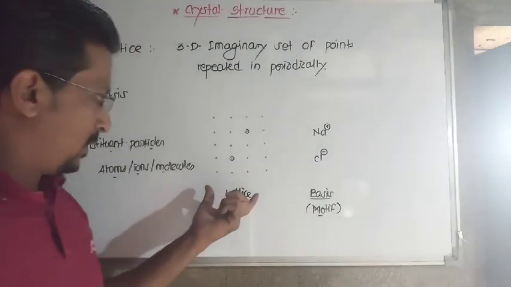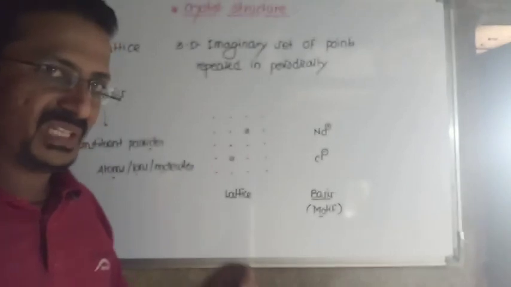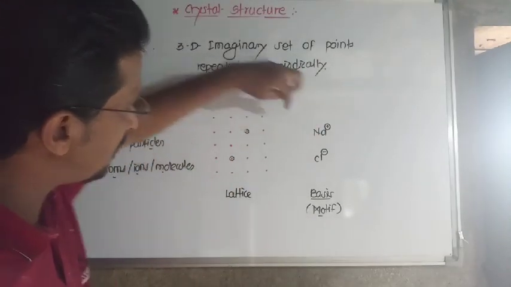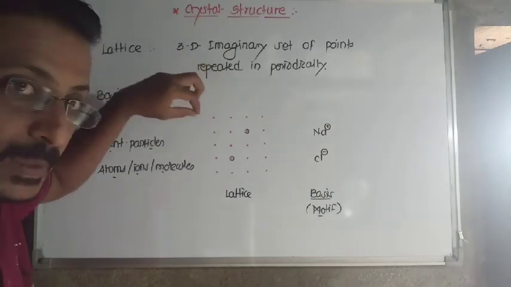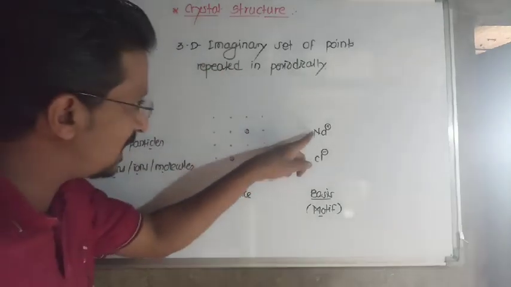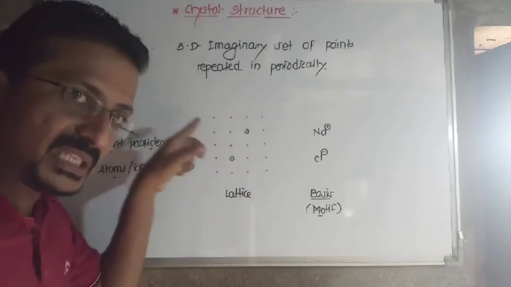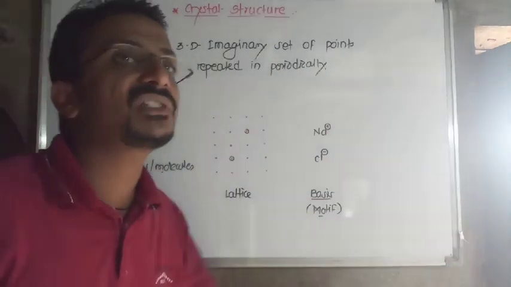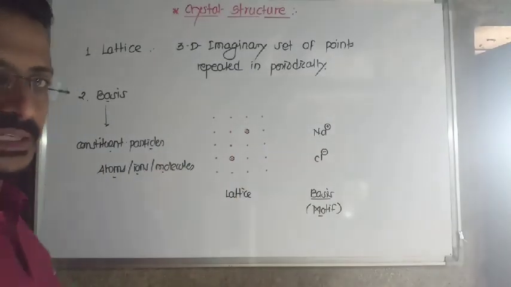Now if we place the constituent particles, Na plus or Cl minus, on these lattice points, then there is a formation of a crystal structure.